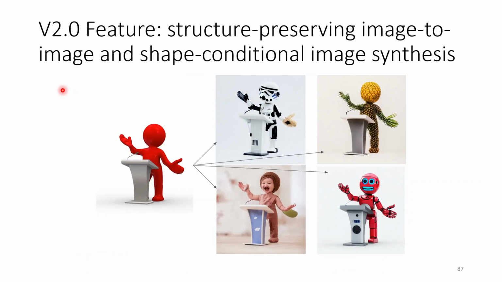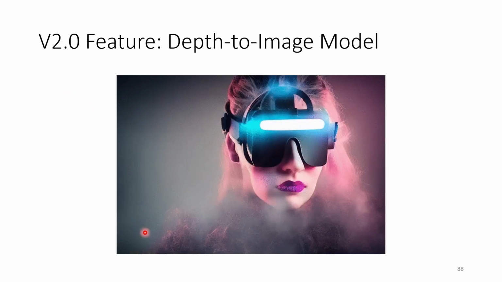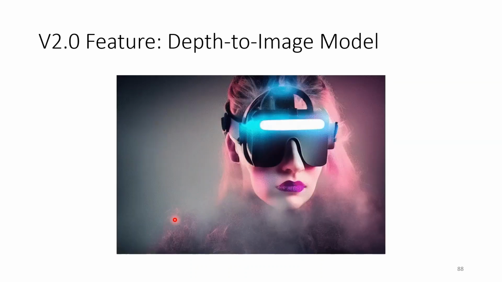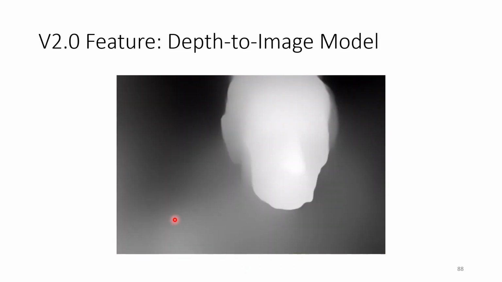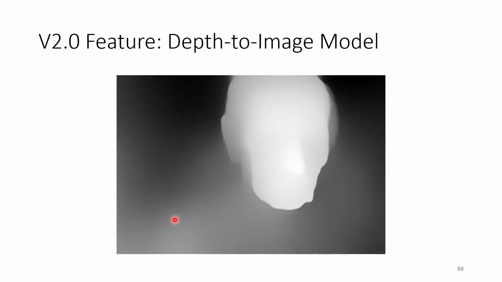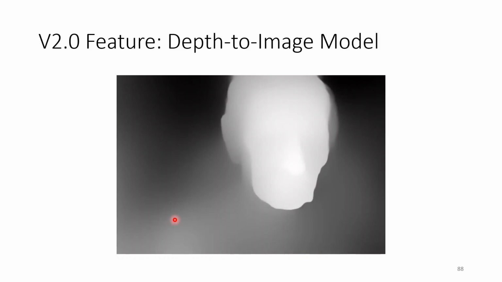They also provide a structure preserving module, so it's conditioned on structure. This is a useful and interesting feature. And depth to image. Although we saw depth to image in the latent diffusion, in Stable Diffusion they didn't implement the function. And now in 2.0, yes.